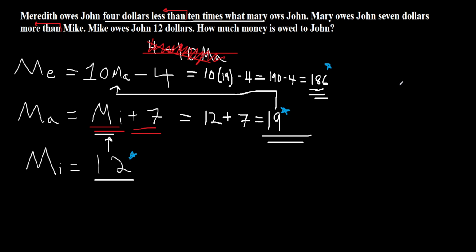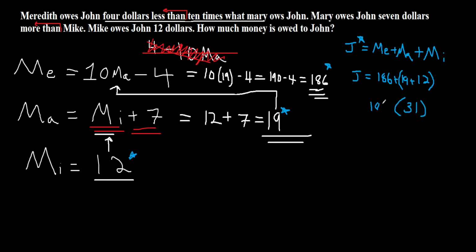So anyway, we've got these 3 sets. John is owed all of that money. So now we need to add all of those together, because John's amount is what Meredith owes him, what Mary owes him, and what Mike owes him. So John is getting $186 back from Meredith, $19 back from Mary, and $12 back from Mike. We can add these in any order you want. I'm going to add the smaller numbers first. So 19 plus 12 is 31.